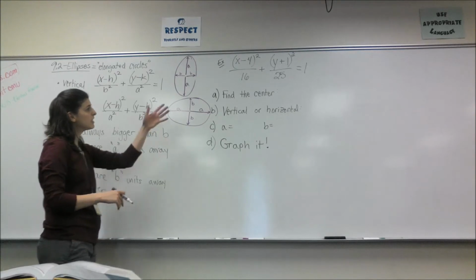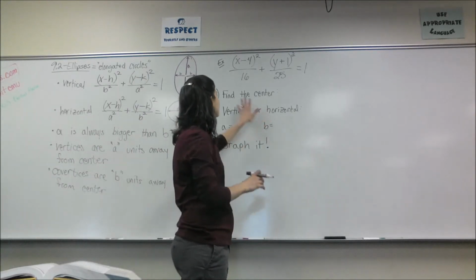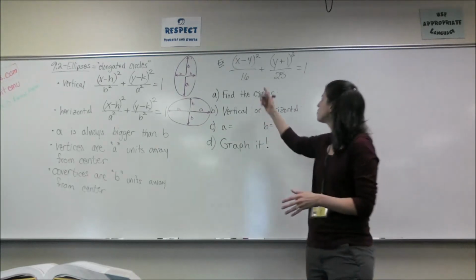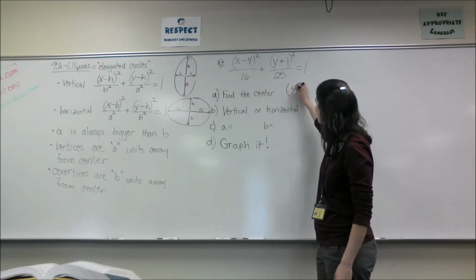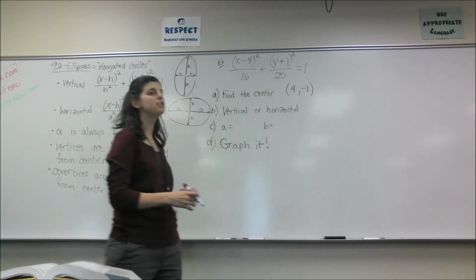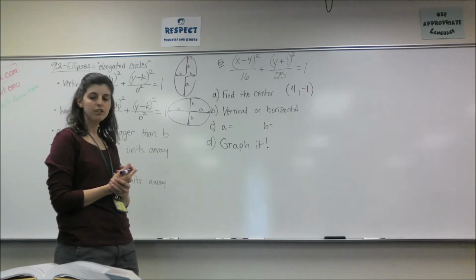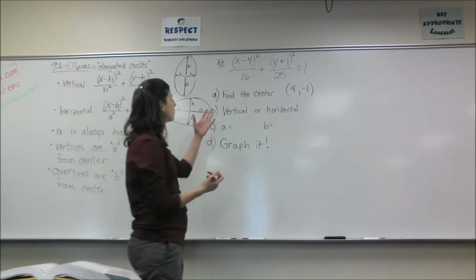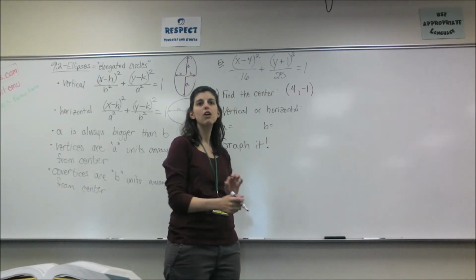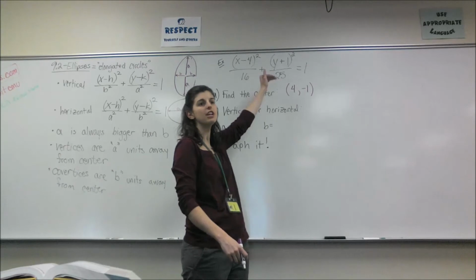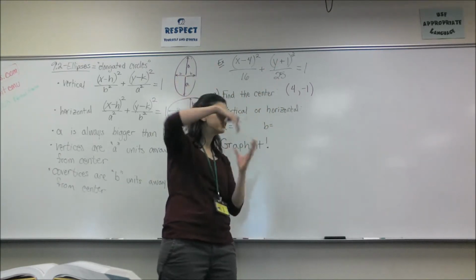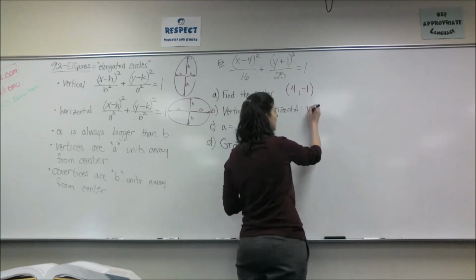Okay, let's try one. Here, the center is still going to be (h, k). So my center is what? Anybody? (4, -1). Okay, it's still opposite of what you see in the equation. The vertical or horizontal will be determined by where the larger number is located. The larger number here is underneath the y group. So therefore it's larger vertically, so it's a vertical ellipse.